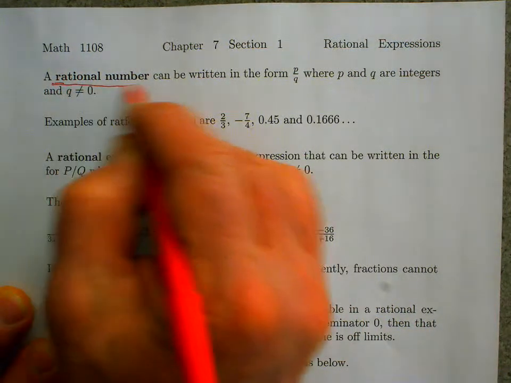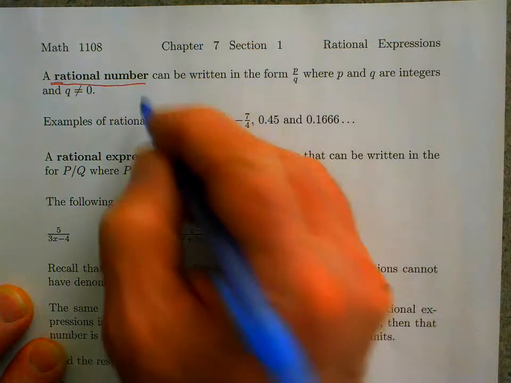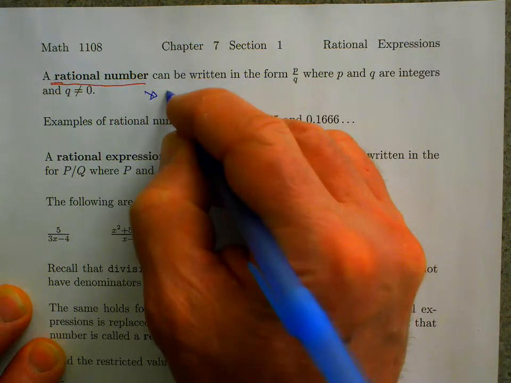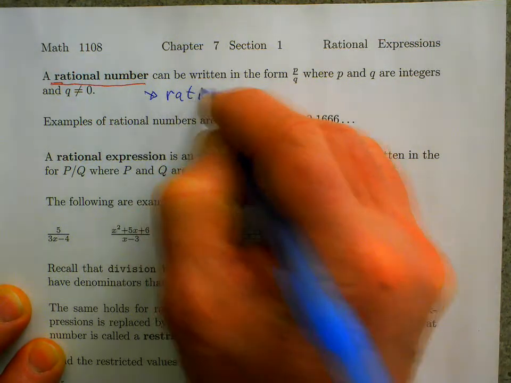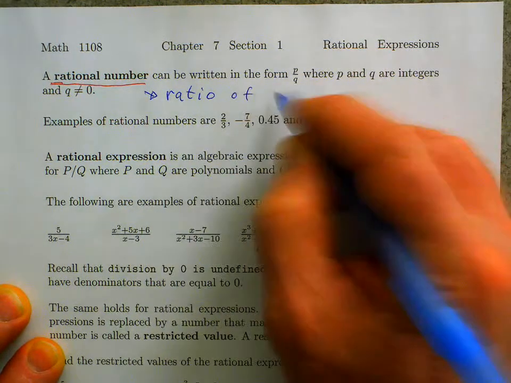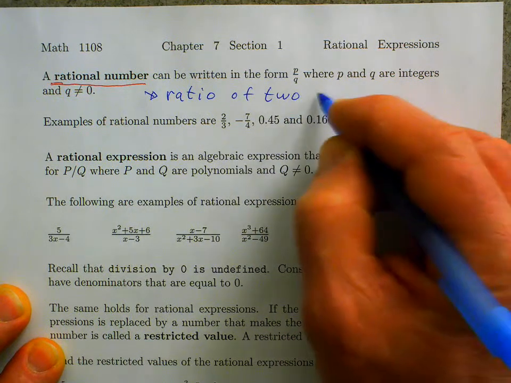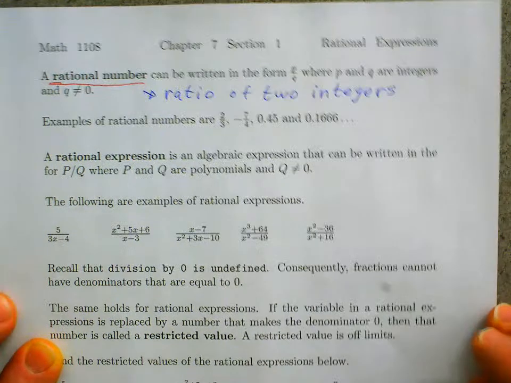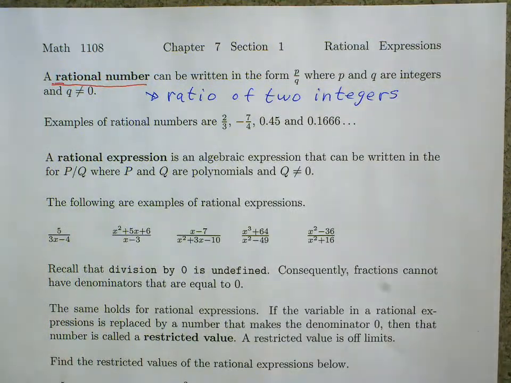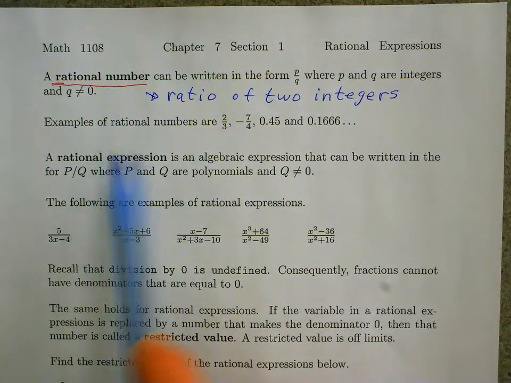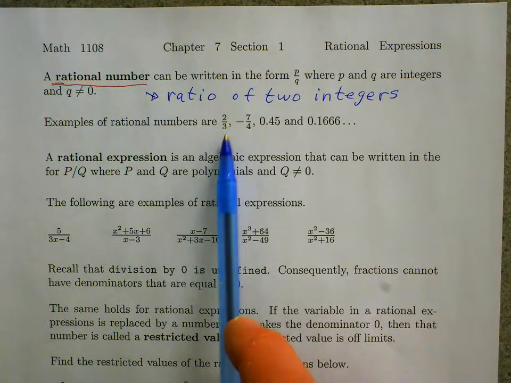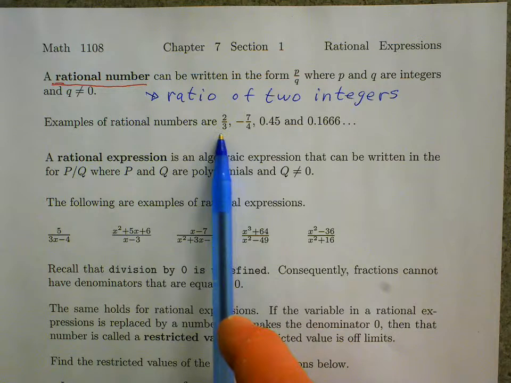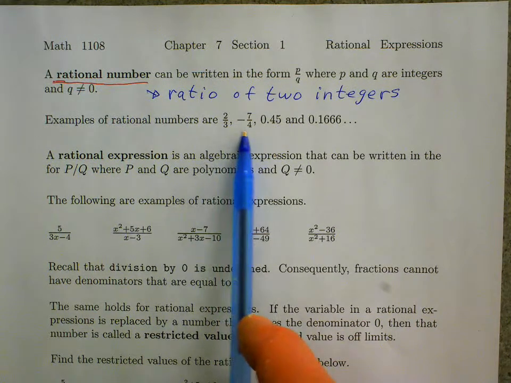So a rational number is the ratio of two integers. A ratio can be written in the form of an ordinary fraction, P over Q. Examples of rational numbers. The first two are obvious: 2/3, and the next one, -7/4.